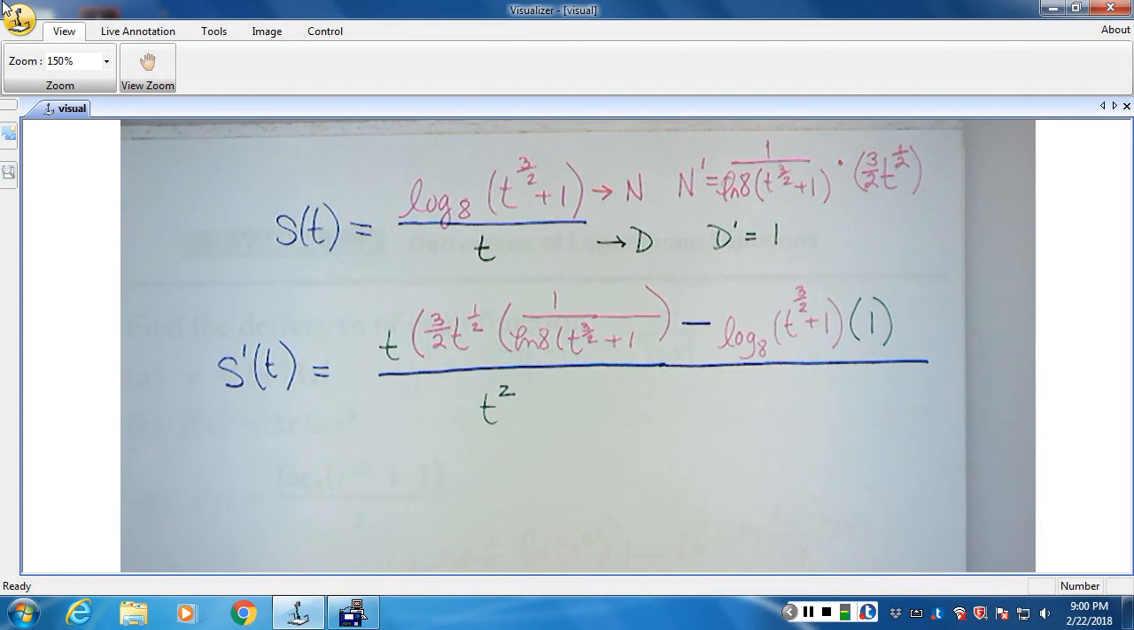So if you don't write down the 1, that's all well and good. You don't have to. And you don't have to do anything else to it. You have done the calculus.